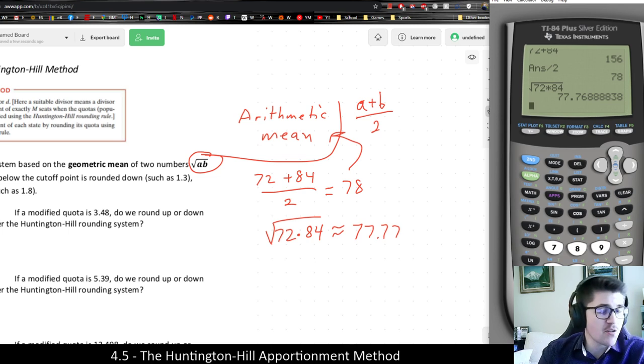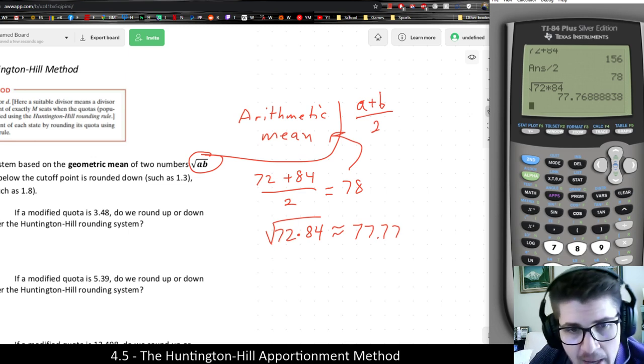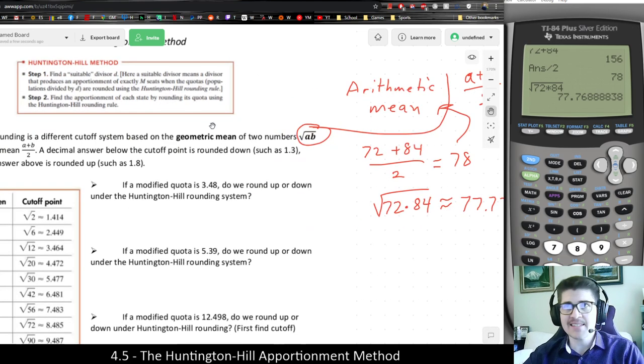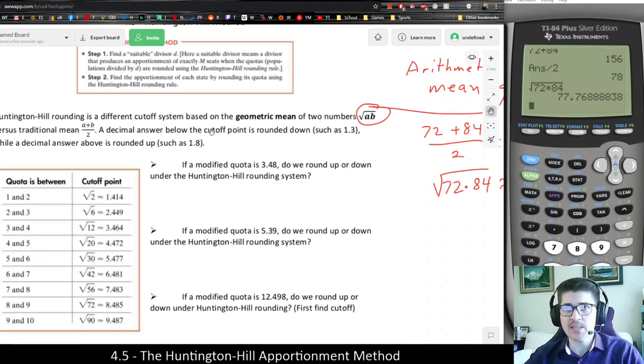And there's certain reasons why it would make sense to use this. And there's other formulas you could use to average numbers. It's really contextual to the type of equation and the type of mathematical function that you're trying to impose on a scenario. But anyways, that's the idea of a geometric mean. And that's exactly how Huntington-Hill rounding works. So let's get back into more specific examples.